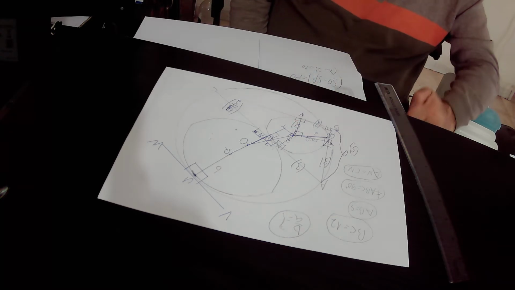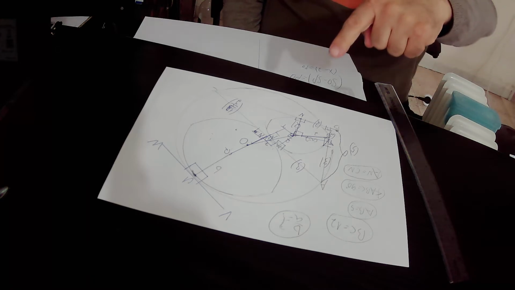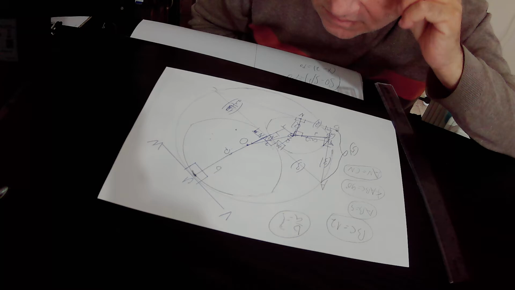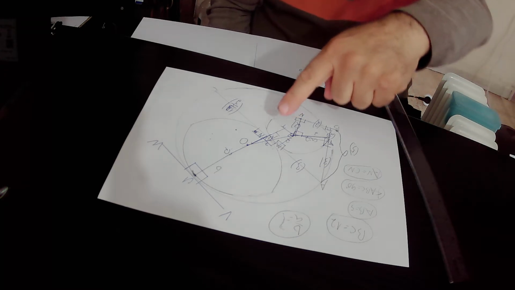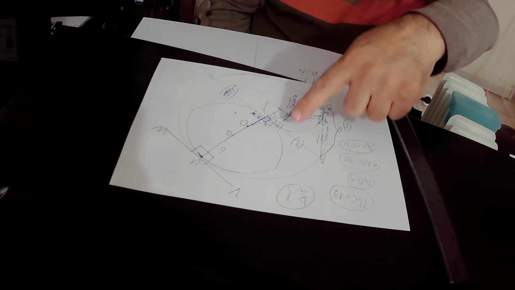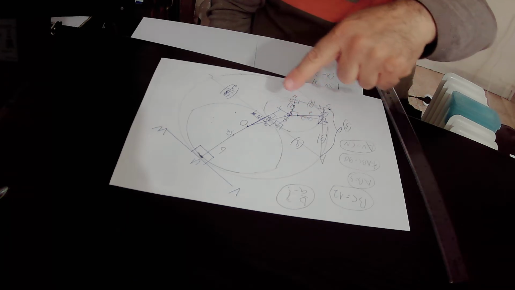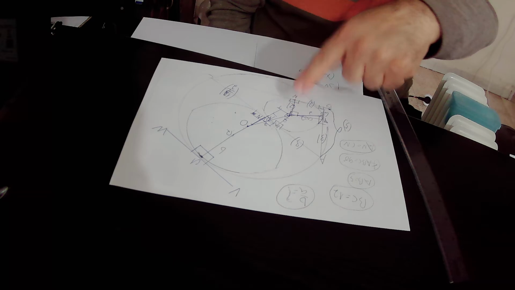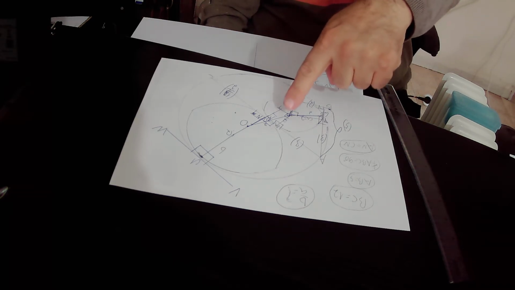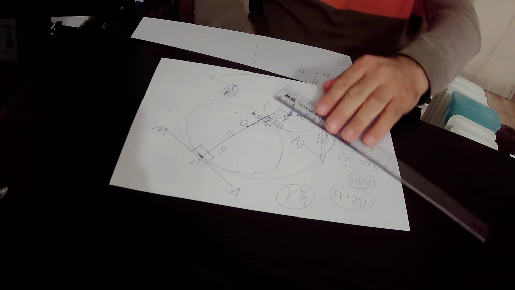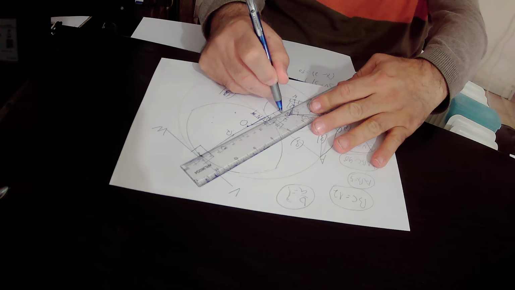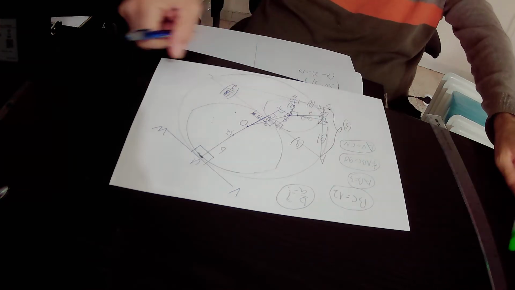In this way, we created quadrilateral NMPT. We have 1, 2 right angles. The fourth angle must be equal to 90 degrees according to the rule that the sum of the angles in any quadrilateral is equal to 360 degrees.